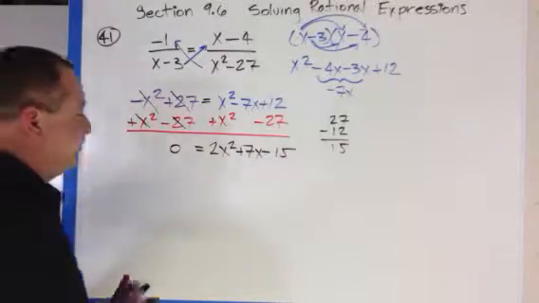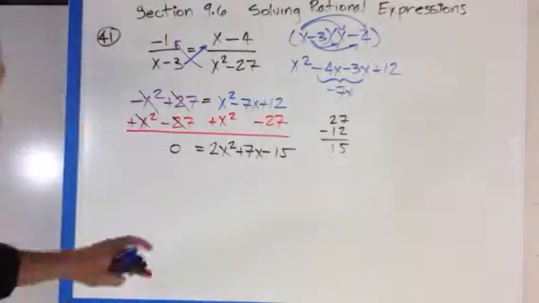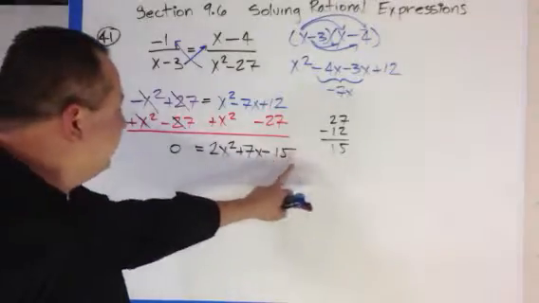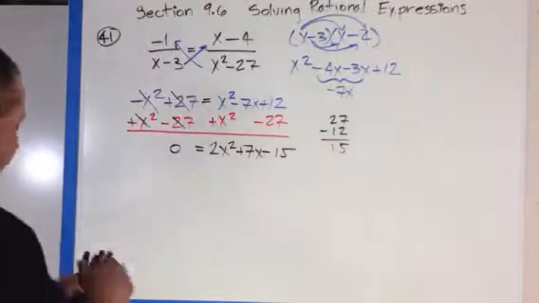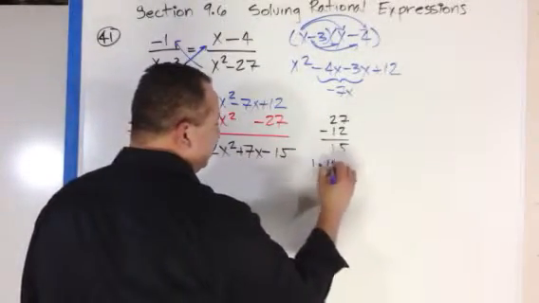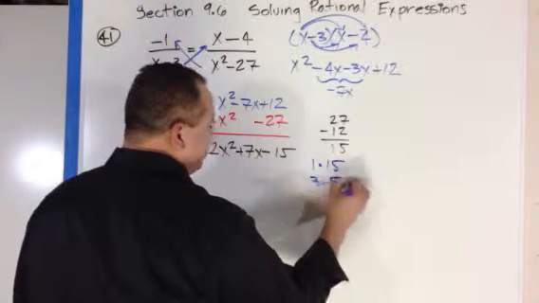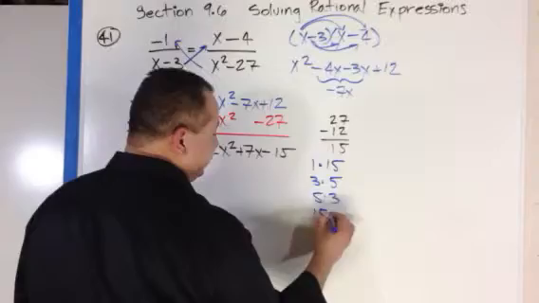Now, can we factor this? First, can we divide anything out of each term? You can factor a 2 here, but not there. A 5 here, but not here. 7's prime, so it looks like we can't do anything. So let's go ahead and write our factors. We're going to factor 15. 1 times 15. 3 times 5. 5 times 3. 15 times 1.